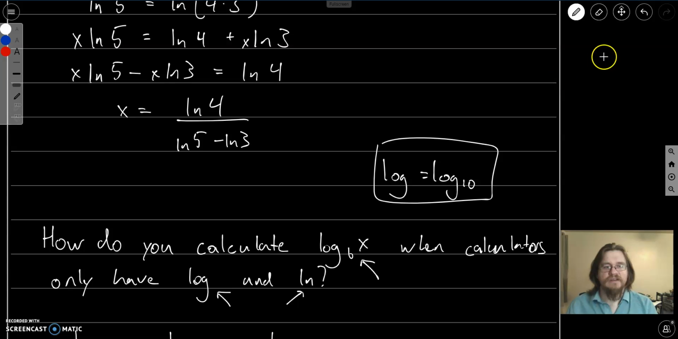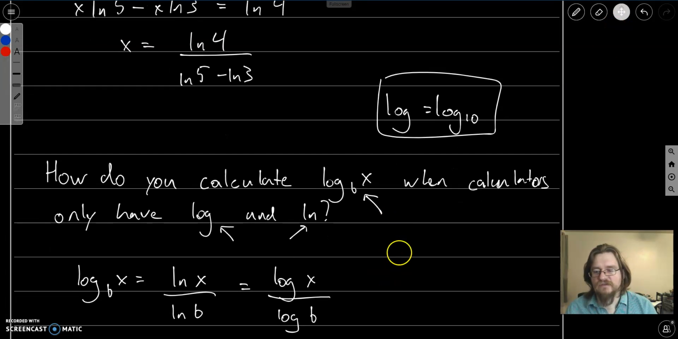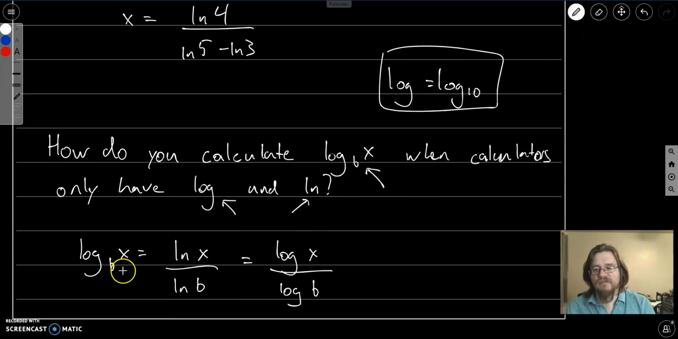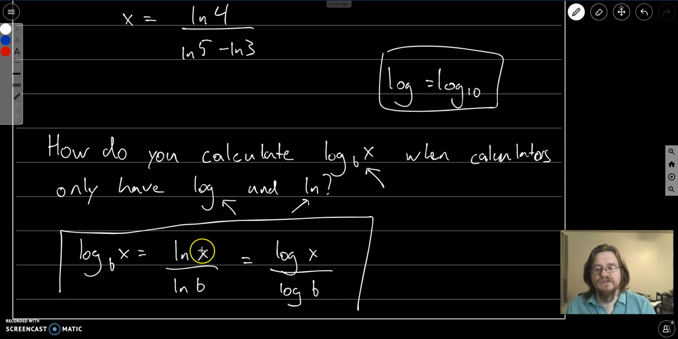Well, it turns out that there's a nice trick that we can use, and the log base b of x is going to be equal to the natural log of x divided by the natural log of b, or the log of x divided by log of b. So it doesn't matter what this base is. We can always write things in terms of natural logs or log base 10.